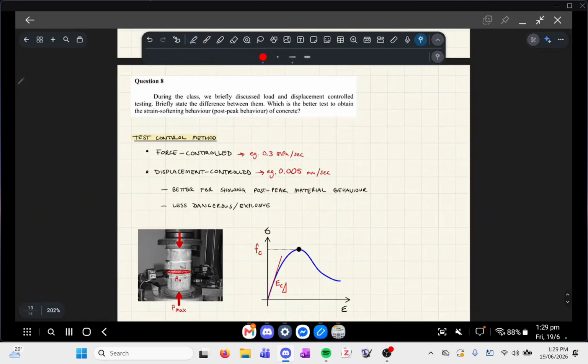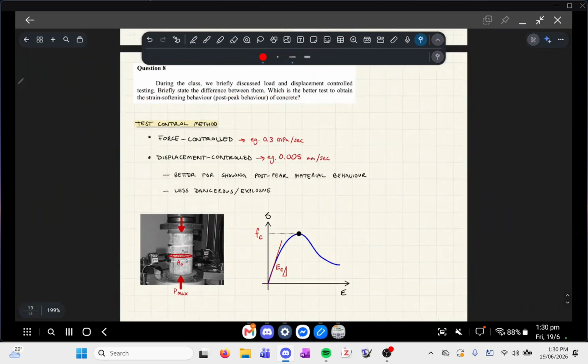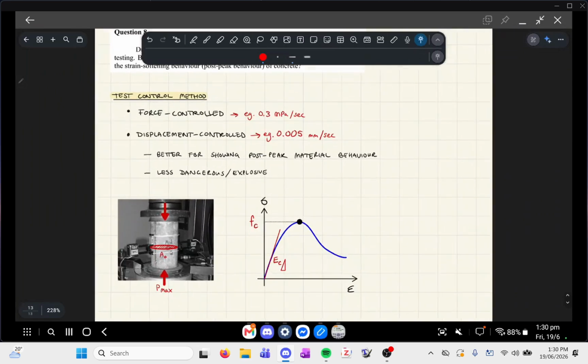During the class, we briefly discussed load and displacement control testing. Briefly state the difference between them, and which is better to obtain strain softening behavior. This would be more of a recap of what I said last week because I kind of already mentioned this.